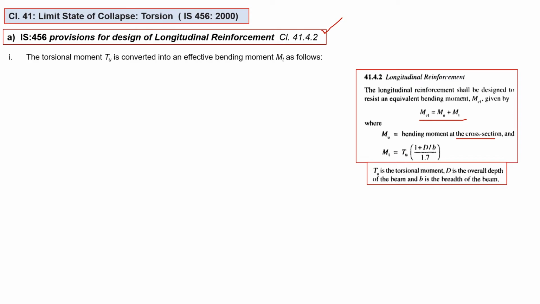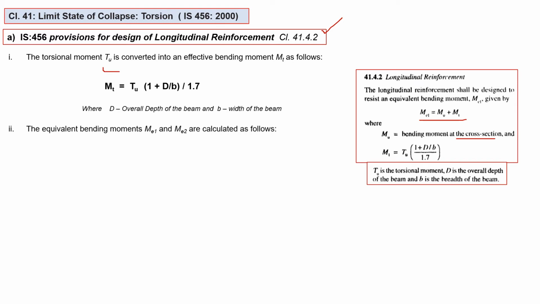So what we are going to understand here, that means what are the various guidelines we have to adopt for the design of longitudinal reinforcement. So torsional moment TU, as we have discussed here in clause number 41.4.2, we need to convert this TU into effective bending moment, that is MT. So MT, which we have discussed.